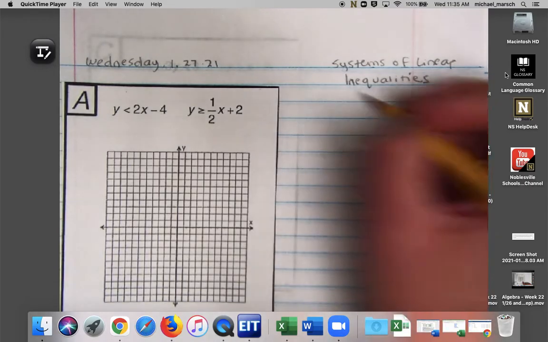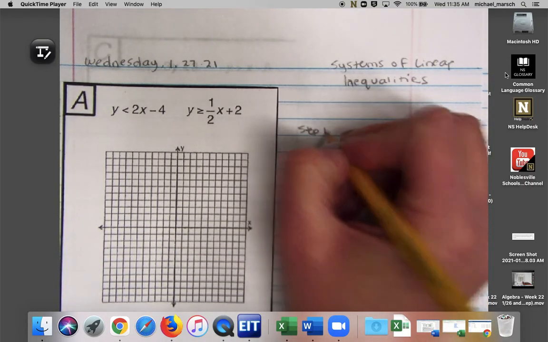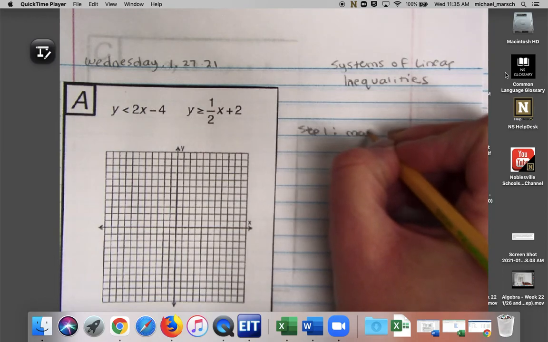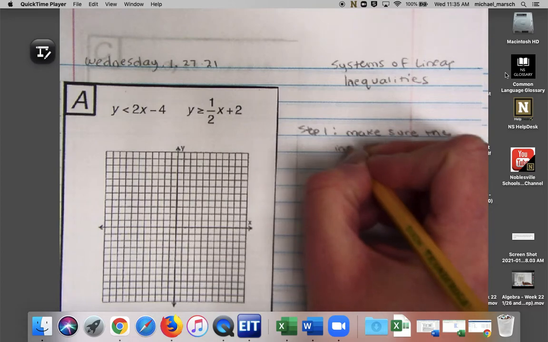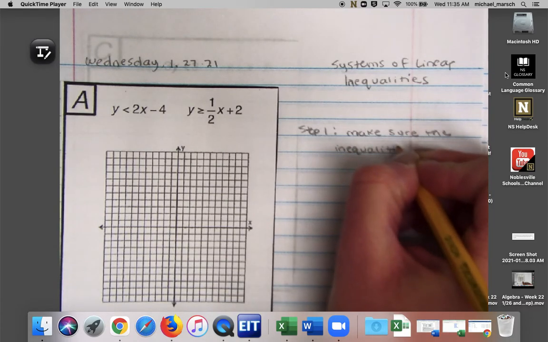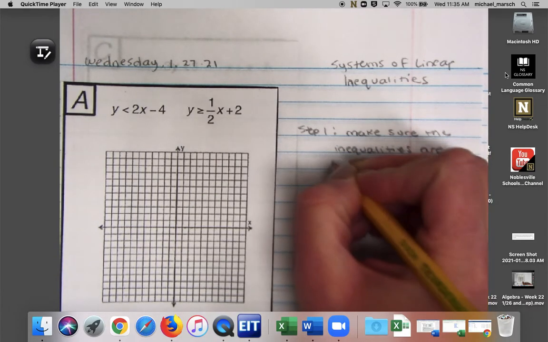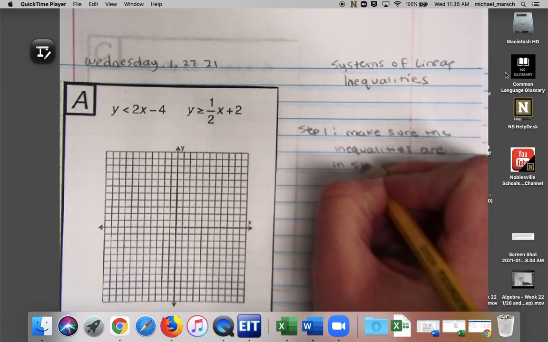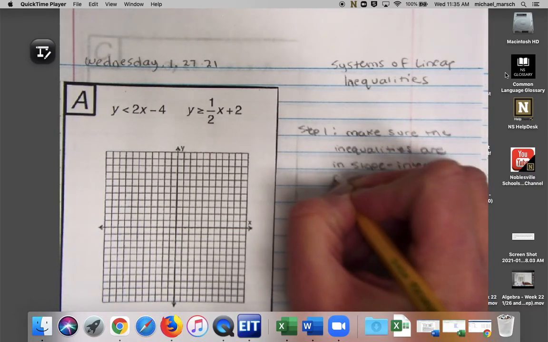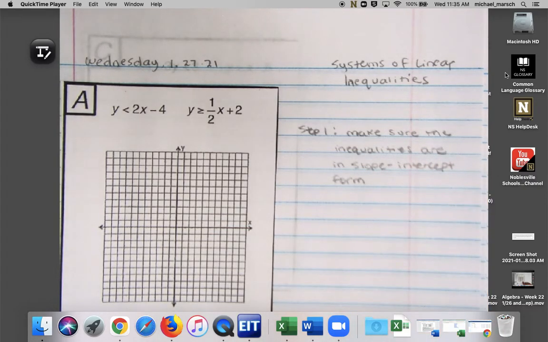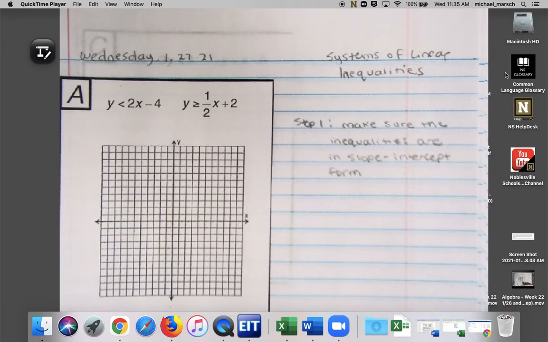So step one is to make sure the inequalities are in slope-intercept form. If they're not in slope-intercept form, you need to rearrange and put them into slope-intercept form. Right? Our y equals mx plus b. Of course, we don't have equals, but a y inequality symbol.